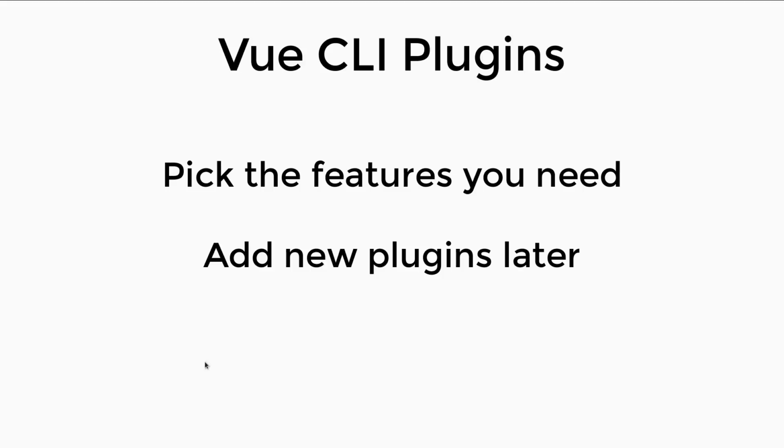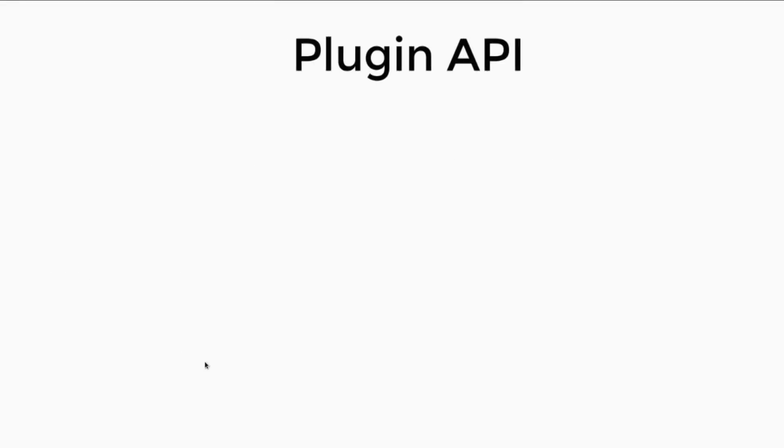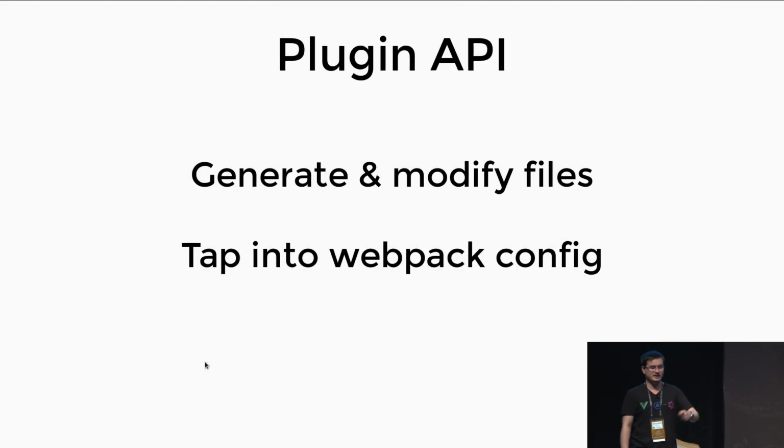So let's say you forgot to add Jest for unit testing. You can add it after creating the project. You don't have to create a new project and copy the source files over. And also, you can upgrade the features. For example, if Jest has a breaking change in the configuration, we can handle this for you in the related Vue CLI plugin. OK, so the plugin API is very powerful.